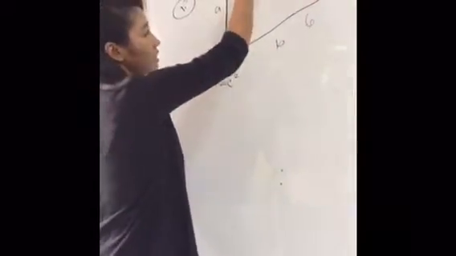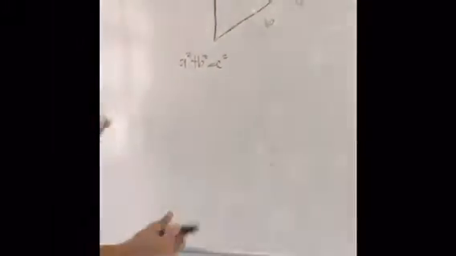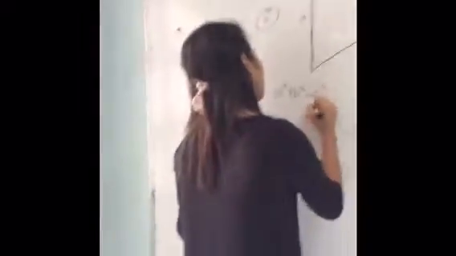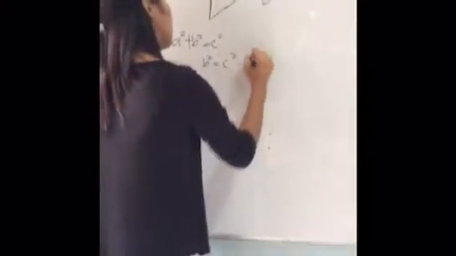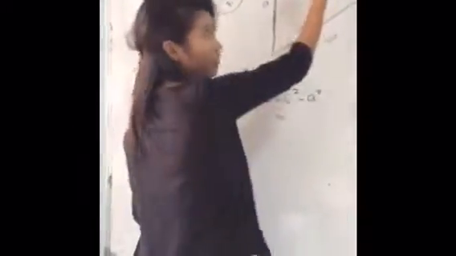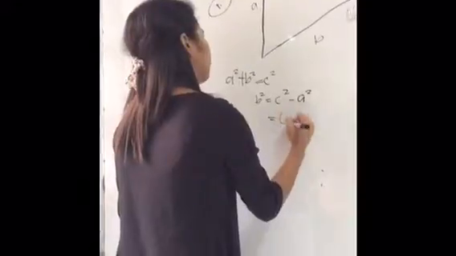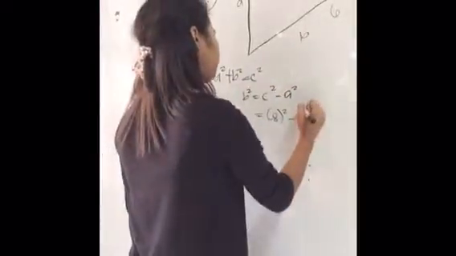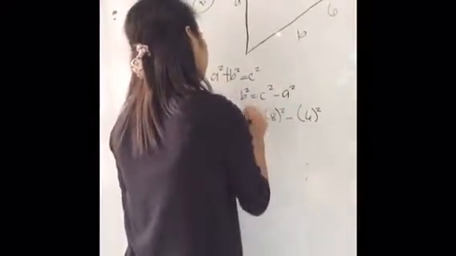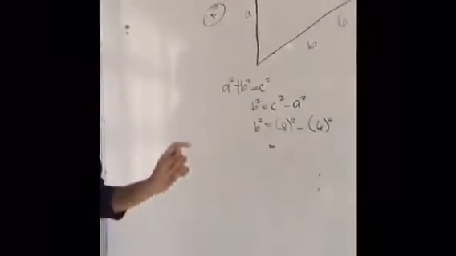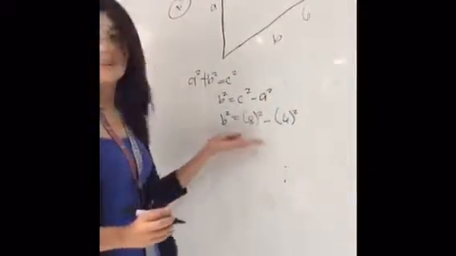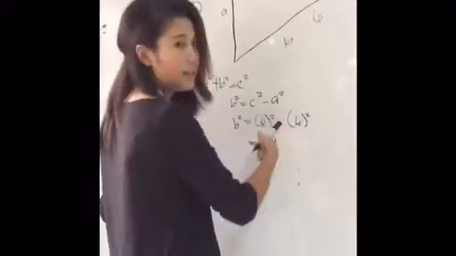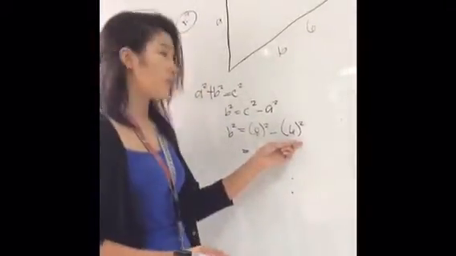C stands for hypotenuse, and the others are adjacent and opposite. Substitute. b squared is equal to c squared minus a squared. Substitute c, the value of the hypotenuse is 8, squared, minus the value of the adjacent, 6. Okay, the next step is we must multiply by itself. 8 times 8 is equal to 64. Copy the sign. 6 times 6 is equal to 36.